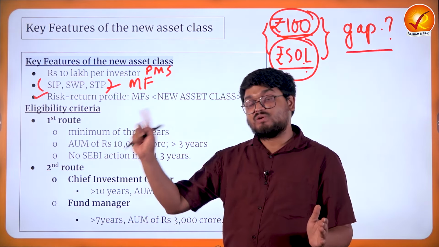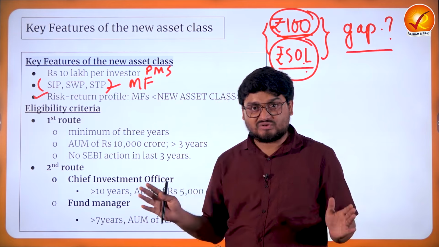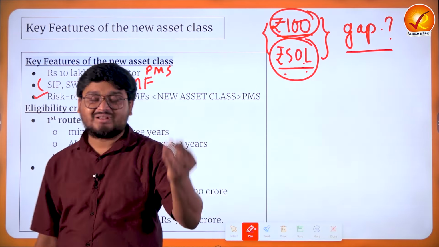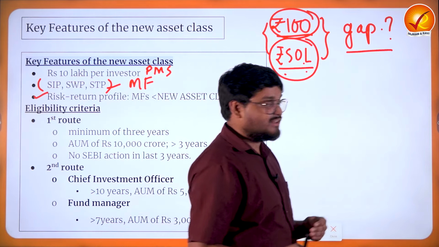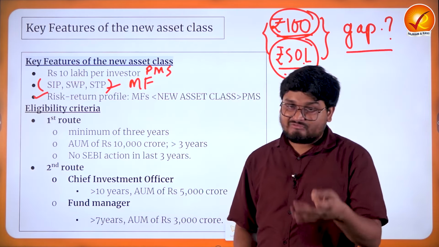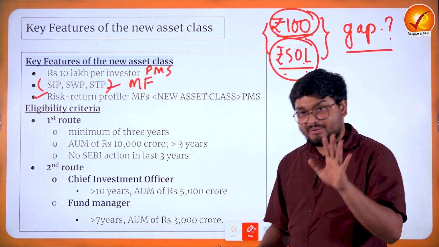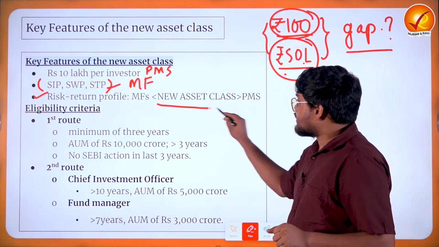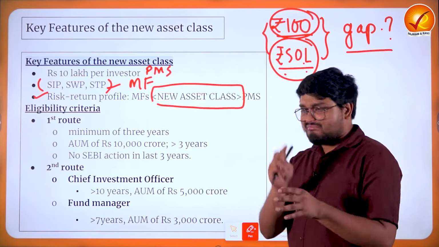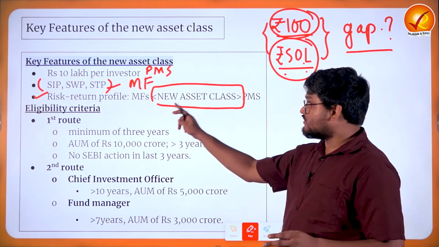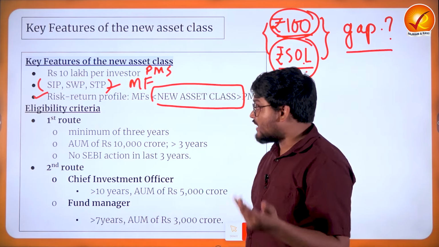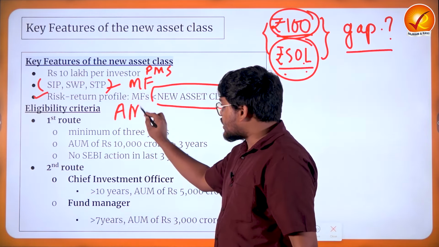In PMS, or portfolio management services, the high net worth individuals have high amounts of wealth, and they would also want to experiment with their wealth by taking many risks. So PMS also takes a very high amount of risk, but here the new asset class will lie in the middle of this portfolio. They will be taking a middle amount of risk, a little higher than mutual funds, lower than PMS.